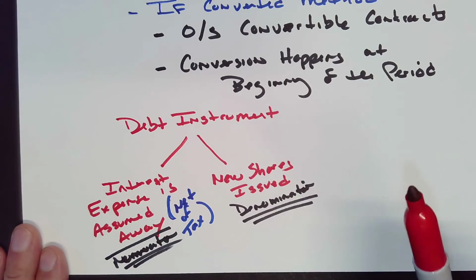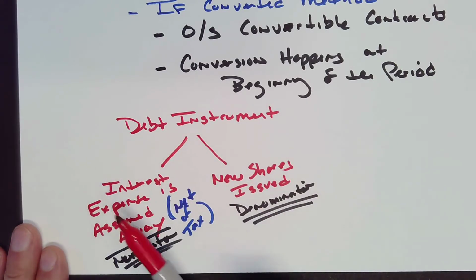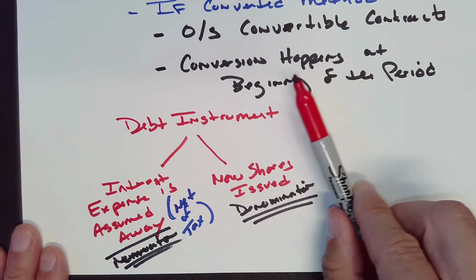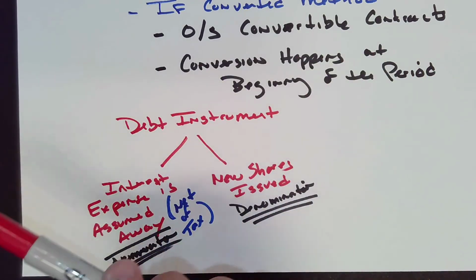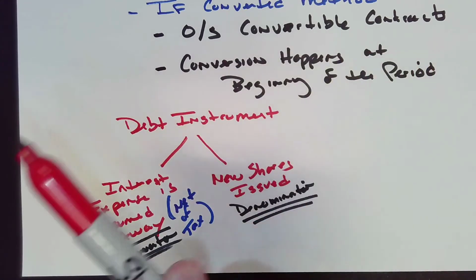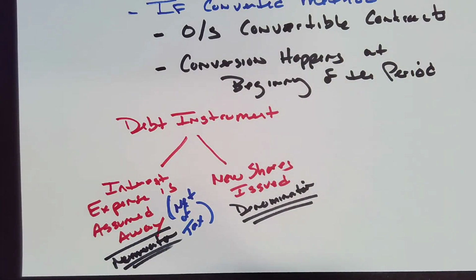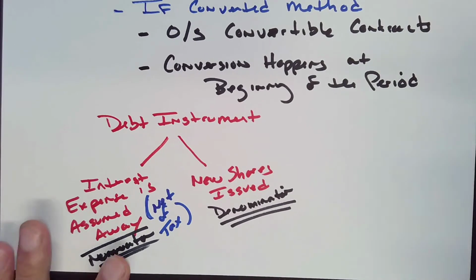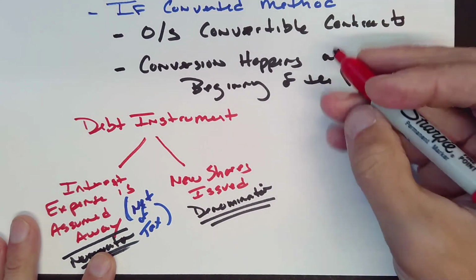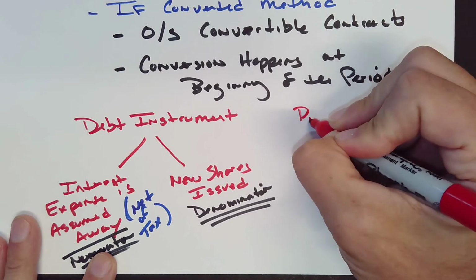Remember, we're looking for the most dilutive situation where exercising options and warrants and converting things and all this stuff going on, we're trying to get what would be the worst case scenario of earnings per share for the current common shareholders. So what if we had a preferred stock, a convertible preferred?